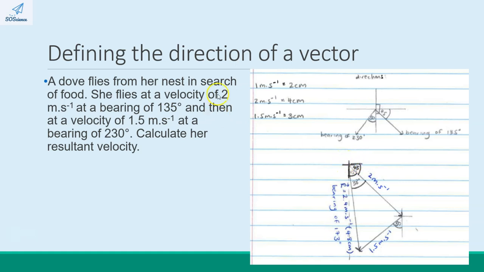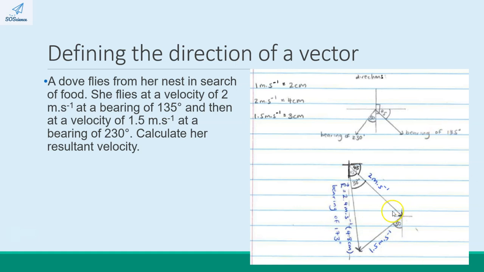I started with the velocity of 2 meters per second at a bearing of 135 degrees. So I made here a little Cartesian plane. And from here, I need to measure 45 degrees. Whether you measure the 45 degrees from here, obviously it doesn't make a difference, as long as it's a 45-degree angle, and this line that represents 2 meters per second should be 4 centimeters long. So there's vector number 1.